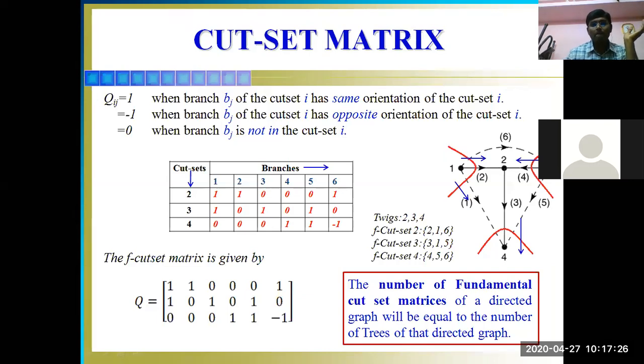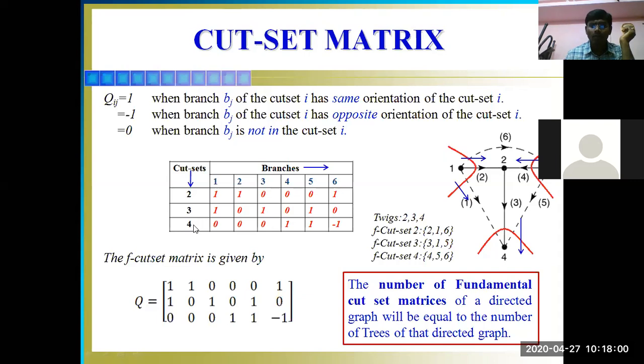Now take the same graph. Come to the first cut set. This is cut set number 2. Here cut sets 2, 3, 4 are the rows. The branches are the same: a row related to cut set 2, another row related to cut set 3, and another row related to cut set 4.